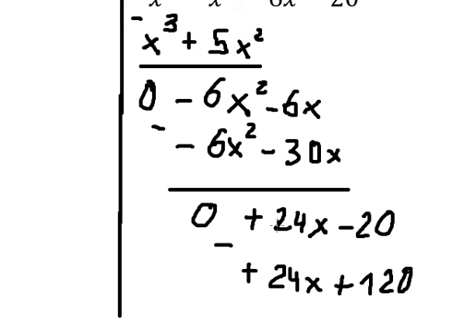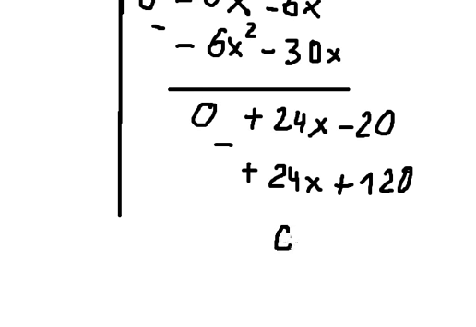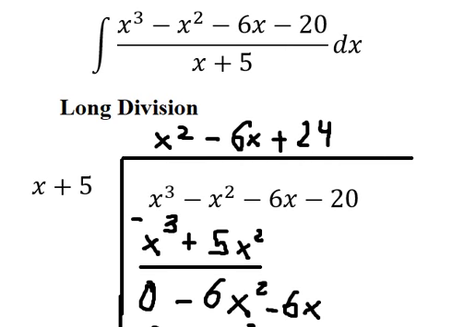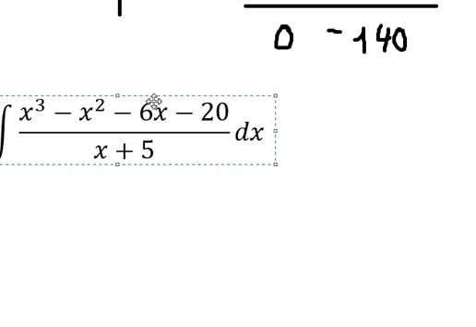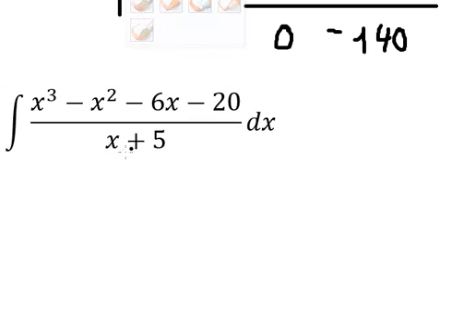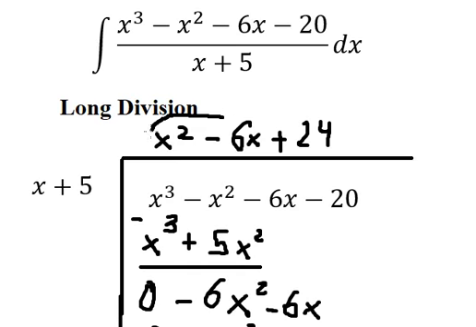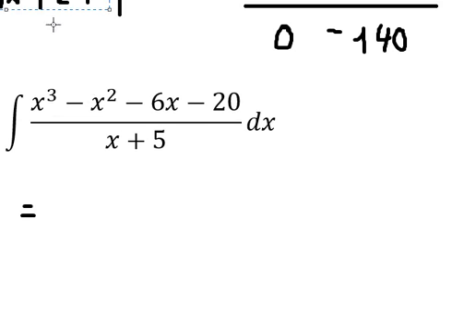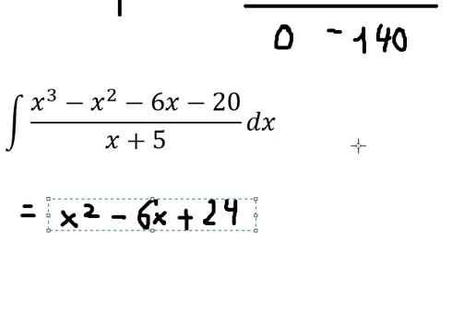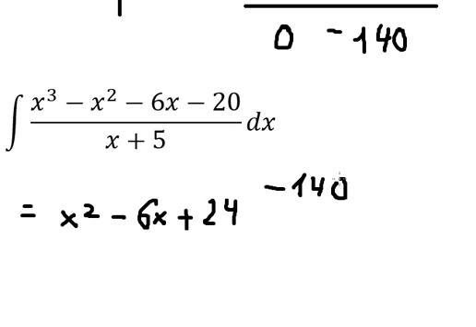So we minus two equations. This one you got 0. Negative number 20 minus 120, we have negative 140. And now we can put this one like this. So we put this result here. And negative 140, that is the remainder over s plus 5.